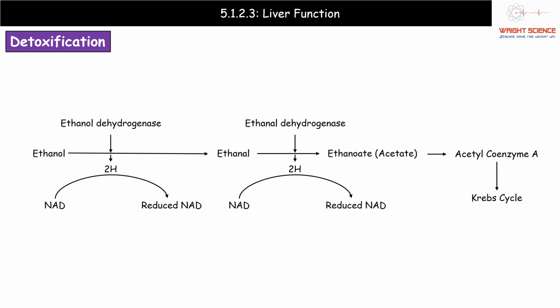So here's the whole pathway, just so that we've got it all as one easy reference little slide. Start with ethanol. Ethanol dehydrogenase removes a couple of hydrogens which are attached onto NAD to form reduced NAD. We also get the ethanal. Then ethanal dehydrogenase dehydrogenates the ethanal to form ethanoate and reduced NAD. And finally, the ethanoate is going to combine with the coenzyme A to form acetyl-CoA, which joins Krebs cycle.